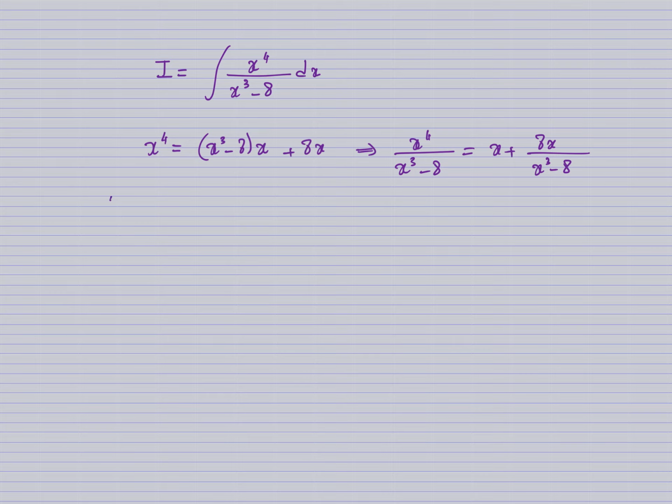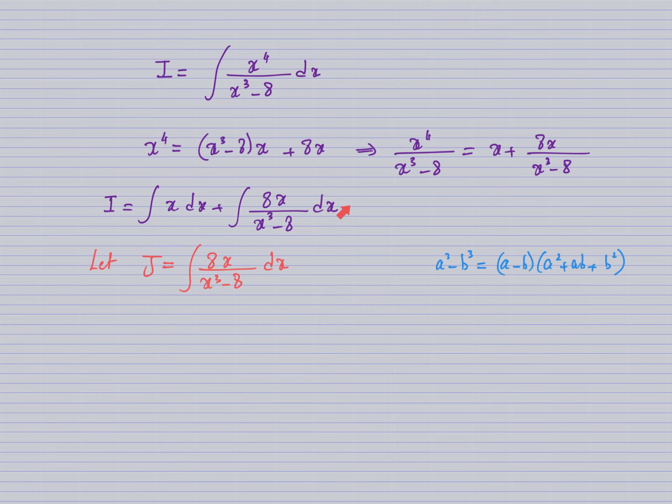and therefore our integral I becomes the integral of x dx plus the integral of 8x over x^3 minus 8 dx. Now let's call this integral J, and let's write the partial fraction decomposition of the rational function 8x over x^3 minus 8.